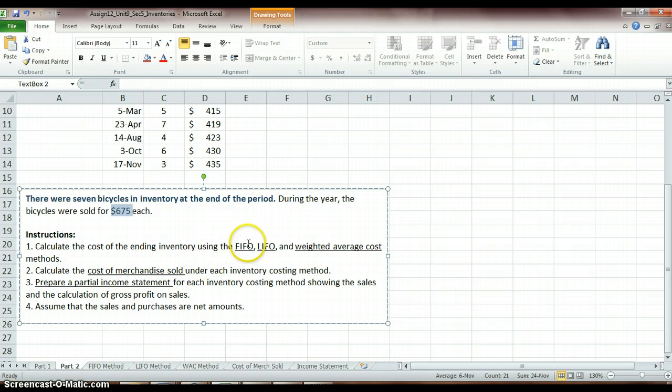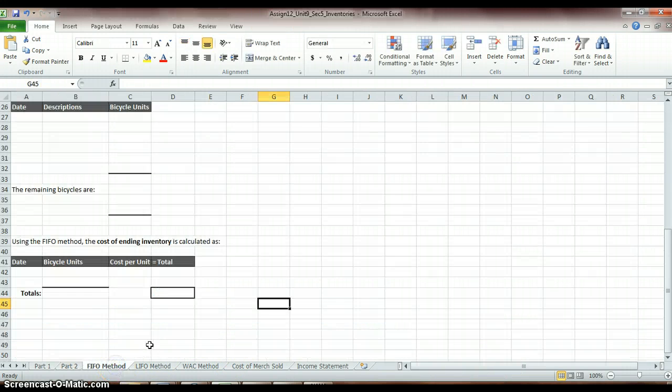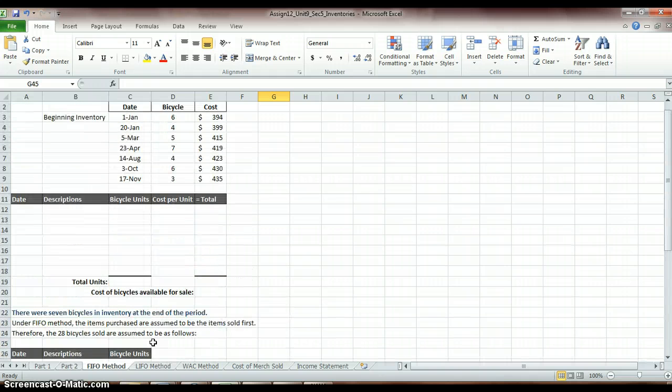So our directions tell us we need to use the FIFO method, LIFO, and weighted average cost to determine the cost of the ending inventory using each of these methods. Then we need to calculate the cost of merchandise sold using each costing method. And then we also have to prepare a partial income statement, so just showing our revenues and subtracting our expenses for each of these methods. So let's get started. First, we're looking at the FIFO method.